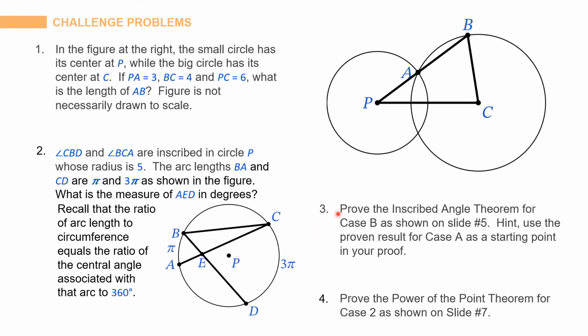3, as promised earlier in this lecture, prove the inscribed angle theorem for case B as shown in slide number 5. As a good hint, use the proven result for case A as the starting point in your proof. In other words, you don't have to reprove case A. You can use the result of case A to prove case B. And 4, prove the power of the point theorem for case 2 as shown on slide number 7.